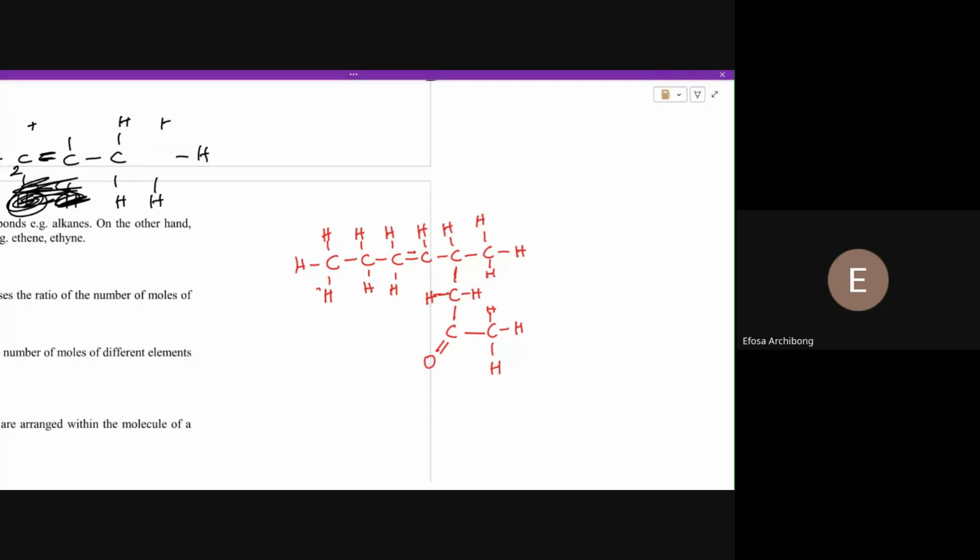Hexane. Hexane. That is 7. Hexane, is that true? Look at it very well. Double check it. If I told you organic compound carbon chain can be branched or straight.